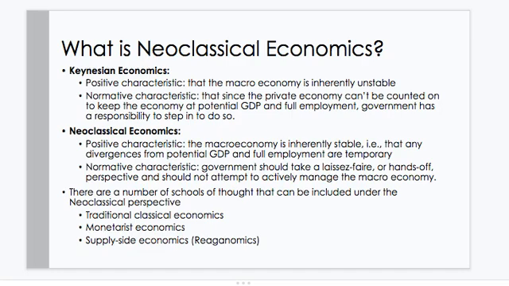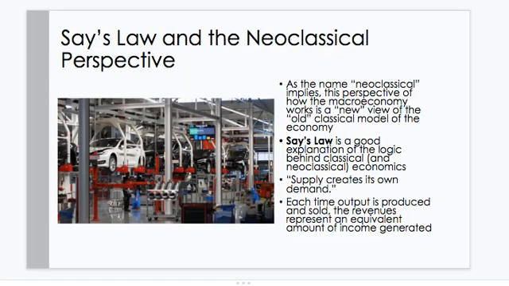There are a number of schools of thought that can be included under the neoclassical perspective: traditional classical economics, monetarist economics, supply-side economics, sometimes called Reaganomics. Say's law and the neoclassical perspective. As the name neoclassical implies, the perspective of how the macroeconomy works is a new view of the old classical model of the economy. Say's law is a good explanation of the logic behind classical and neoclassical economics. Supply creates its own demand. Each time output is produced and sold, the revenues represent an equivalent amount of income generated.